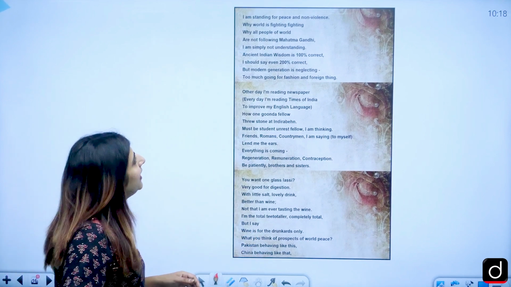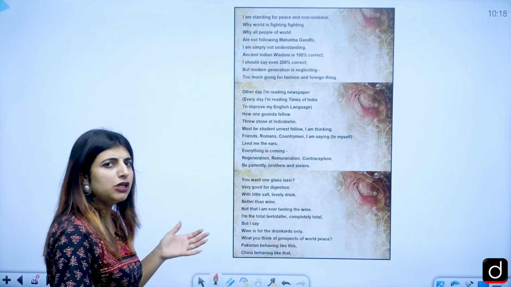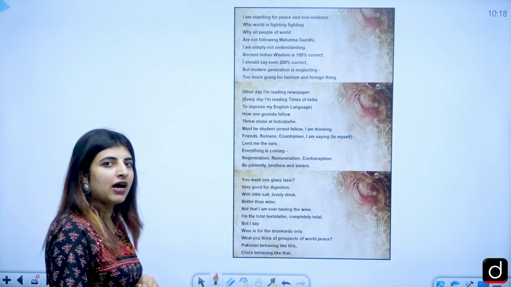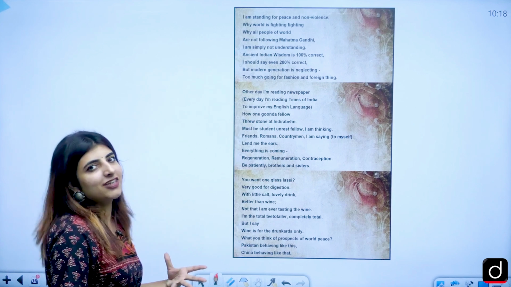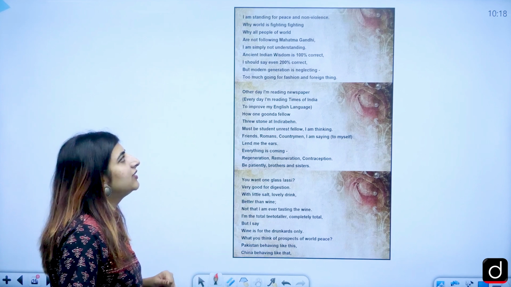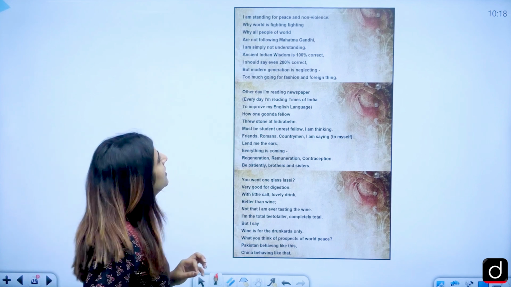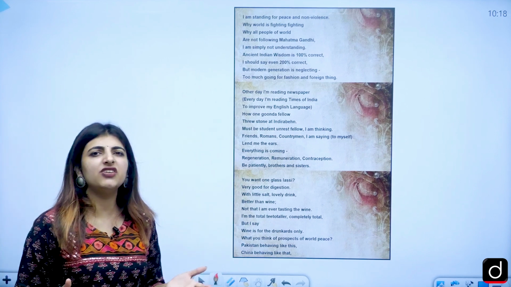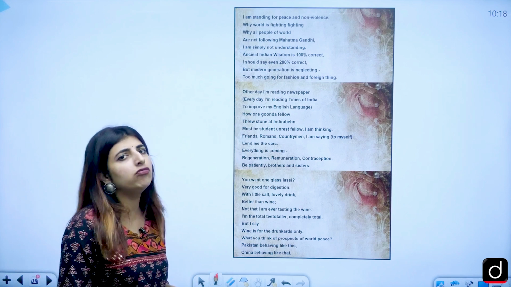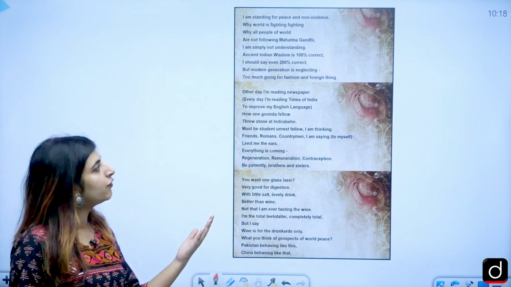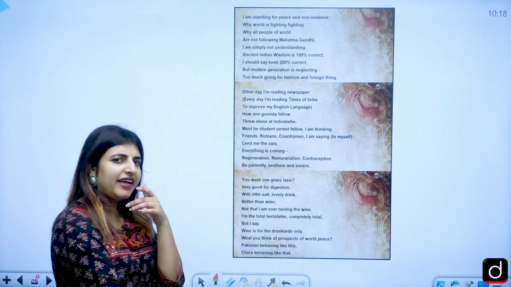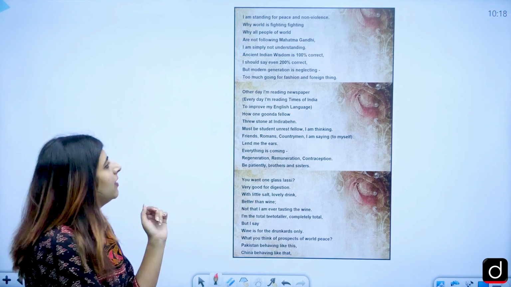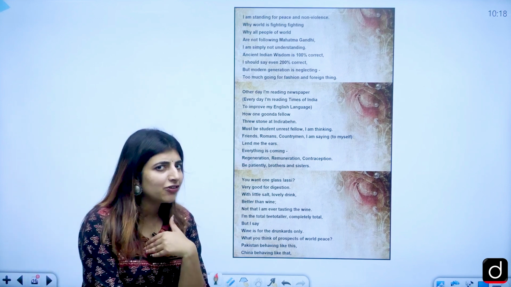I'm standing for peace and non-violence. Why world is fighting? Why all people of the world are not following Mahatma Gandhi? I'm simply not understanding. Ancient Indian wisdom, it is 100% correct. I should say even 200% correct. But modern generation is neglecting too much, going for fashion and foreign things. Other day I'm reading in a newspaper, every day I'm reading Times of India to improve my English language.